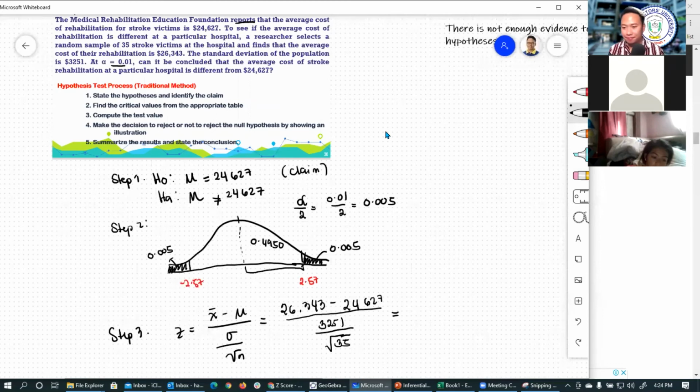Sige, pila na. Using my calculator, 26,343 minus 24,627 over 3,251 over square root of 35. What's the answer? 3.12. Very good. 3.12. There. So, step 4, guys, you don't have to redraw it.